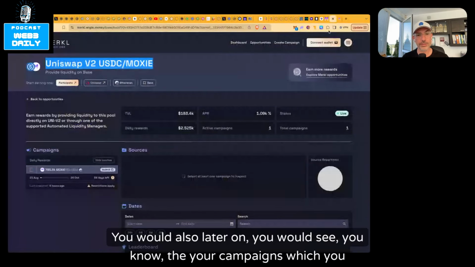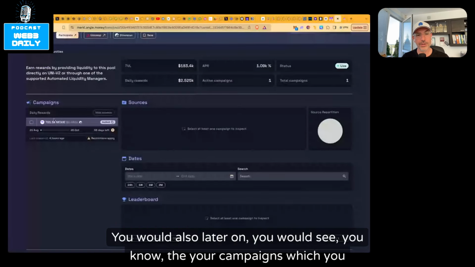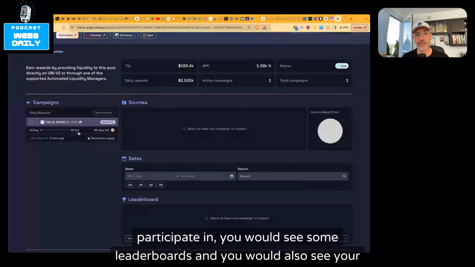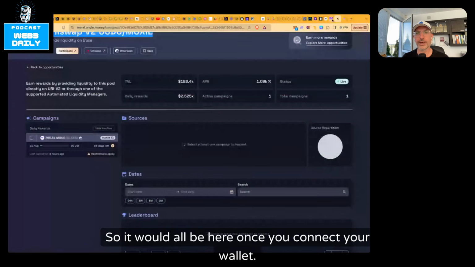You would also, later on, see your campaigns which you participate in. You would see some leaderboards and you would also see your daily rewards and other things. So it would all be here once you connect your wallet.